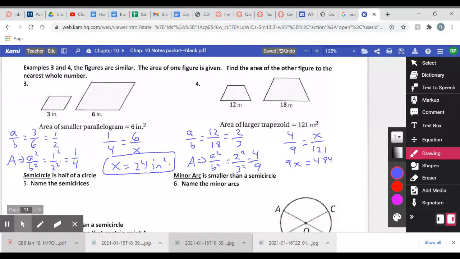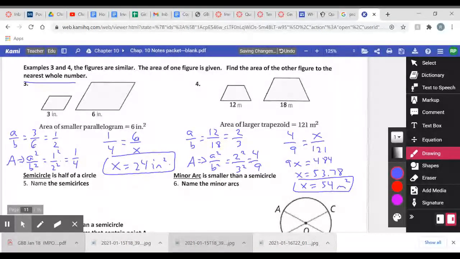And then if I go and divide by 9, I get x is equal to 53.78. But my directions on this one happen to say to the nearest whole number. So I'm going to go ahead and round that to 54. And I'm going to put units, and I'm going to put meters squared because I'm looking for an area.